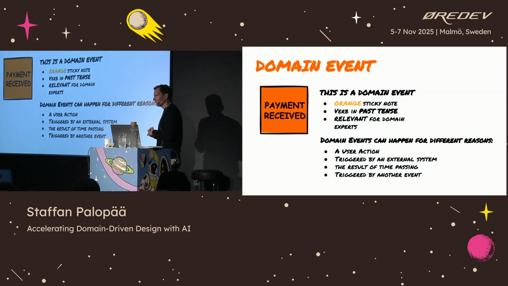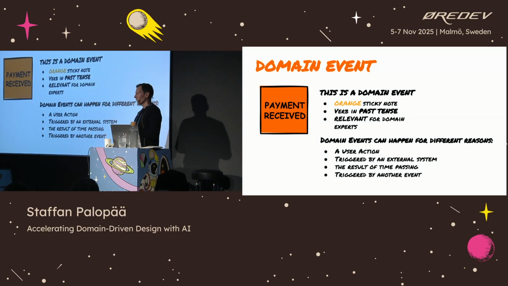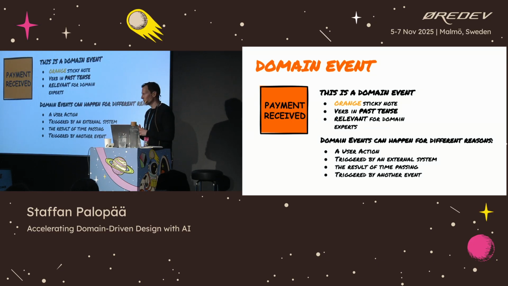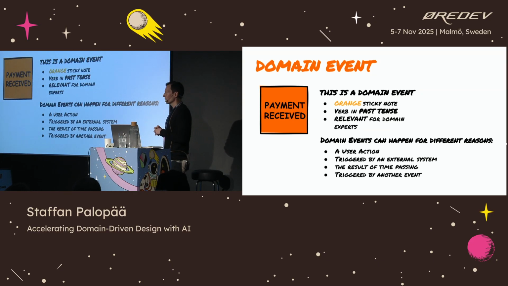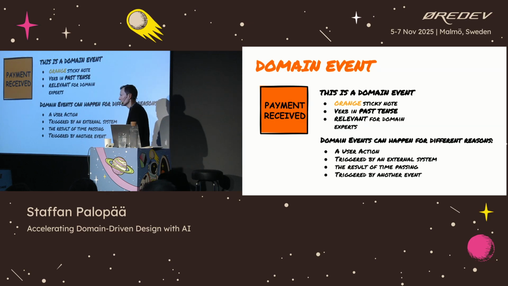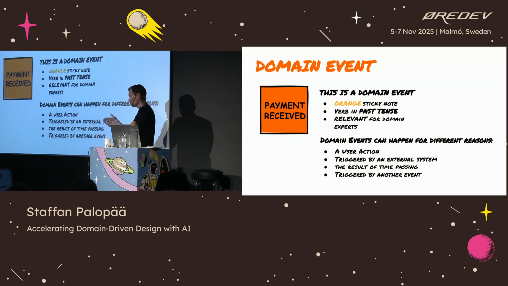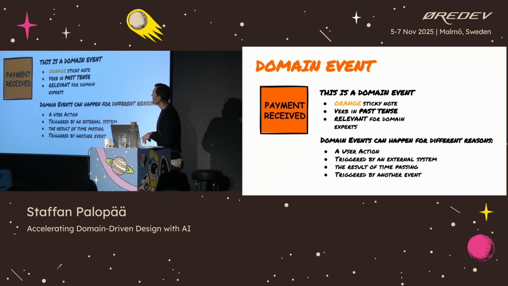So the domain event is a very important concept here, and we are trying to identify events. Events are things that happen at a specific point in time. In event storming, we usually just use orange sticky notes. The rule is that it's always a verb in past tense. That makes sure this is an event. So you can ask, did it happen, or when did it happen? You should always be able to ask that, and it has to be relevant for the domain experts.